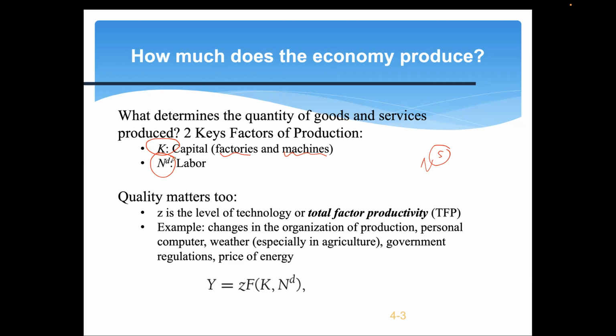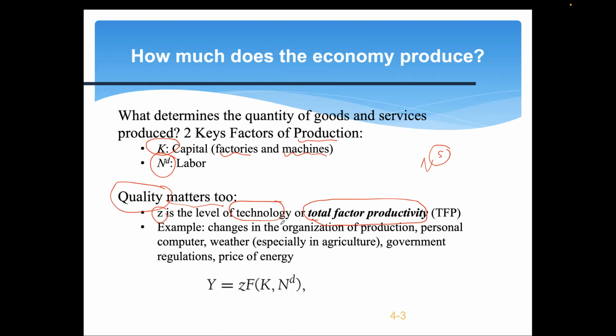Now, not only do these two factors matter to production, quality also matters. But what is quality? You can think about technology. We use Z to denote the level of technology. Actually, we have a name for this technology. We call it total factor productivity. This is going to be clear later. It's going to measure our productivity.